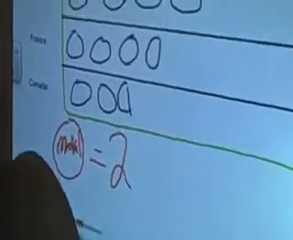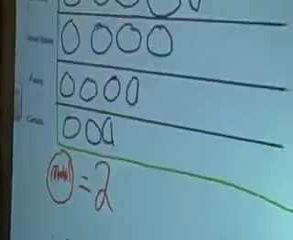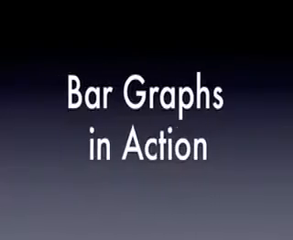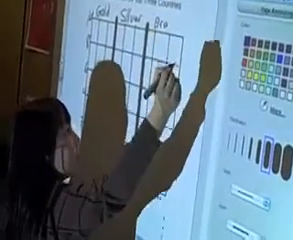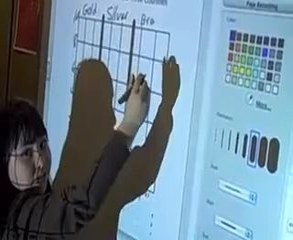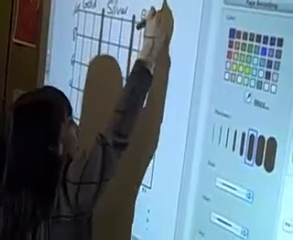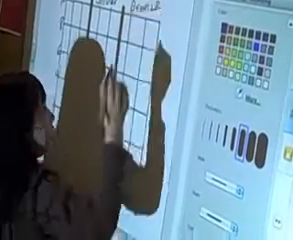So this shows us the total medals won, and we have our key over here that says every circle equals 2. That's our medal count up until now. Bronze. Okay, and now we've got to fill them in.